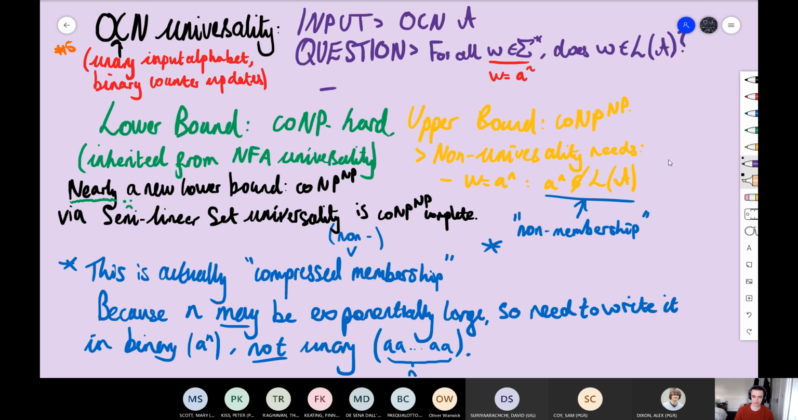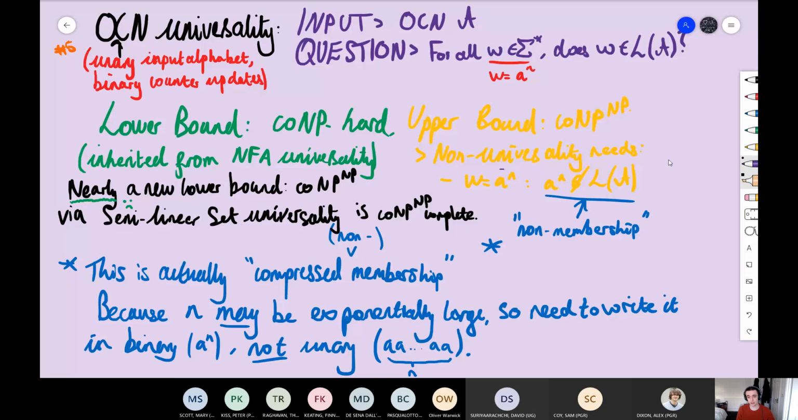But the reason why NFA universality is co-NP hard is tricky. It's not particularly wild. There's a pretty old paper that goes over it. It's a nice result. I think the proof is pretty cool, but it comes away from this presentation, so I won't touch on it too much.